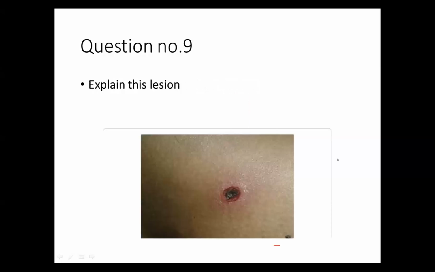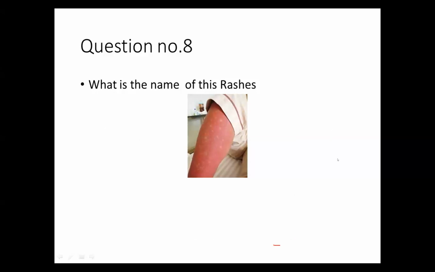This is called white islands in the sea of red. Everywhere it is red, and you can see only white specks. This is in the recovery phase of dengue.